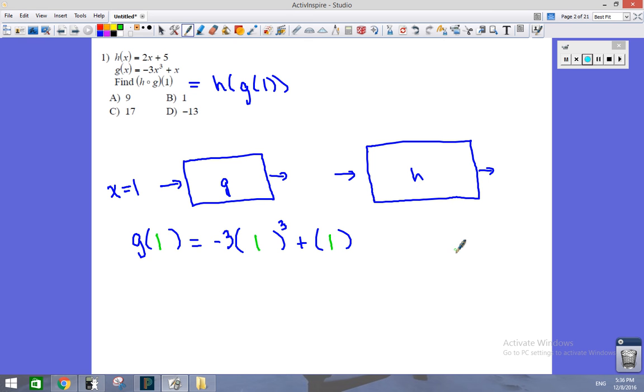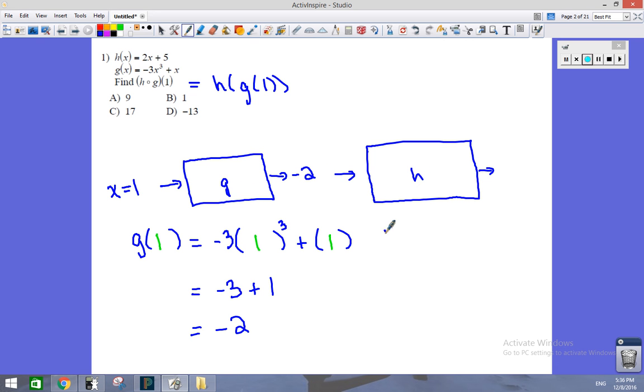On the right hand side, all we have to do is this arithmetic, and I'm pretty good at arithmetic with zeros and ones. 1 cubed is 1. -3 times 1 is -3. -3 plus 1 is -2. So the output of g is -2, and that now goes into h.